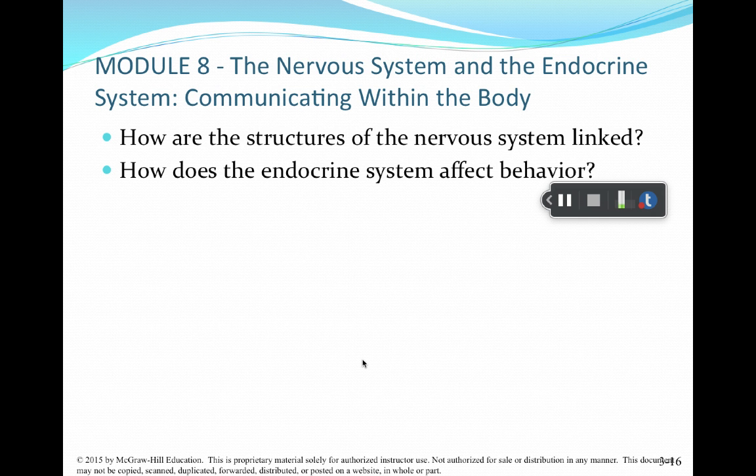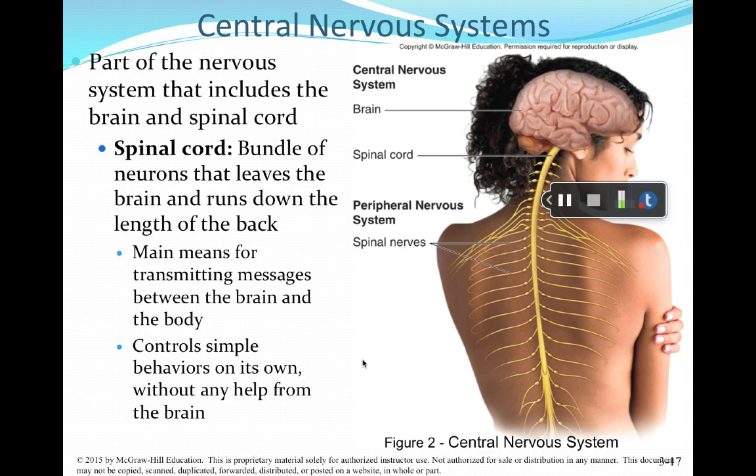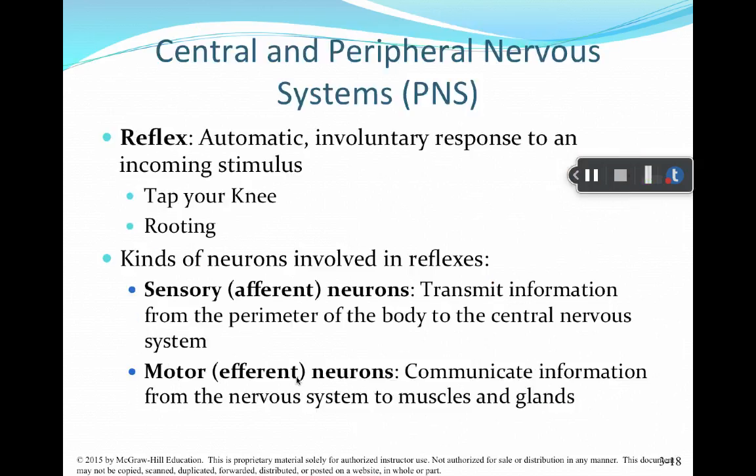Moving forward, we're going to look at the nervous system and the endocrine system, so communicating with the body. How are the structures of the nervous system linked, and how does the nervous system affect our behavior? The central nervous system includes the brain and the spinal cord. The spinal cord, as you can see in this picture from the textbook, is a bundle of neurons that leaves the brain and runs down the length of the back. On the spinal cord are spinal nerves. It's the main means of transmitting messages between the brain and the body.